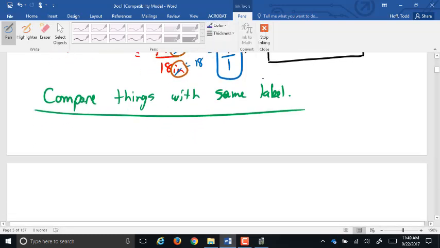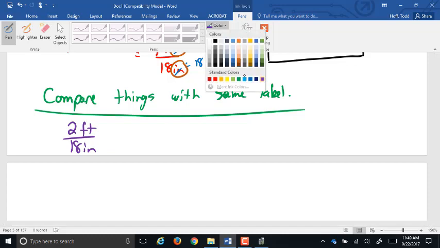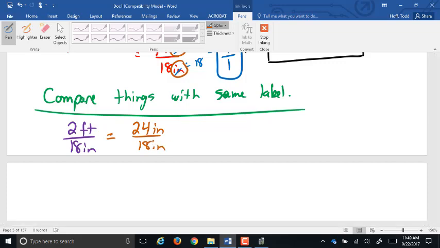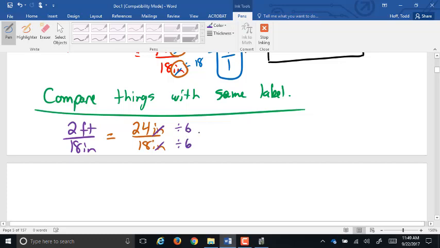So if I had a ratio or a comparison of 2 feet to 18 inches, is that a ratio? No, it's not, because they're different units. Now, fortunately, we can change those units. I can make 2 feet into 24 inches. Now they're the same units. Now it's a ratio, and I can reduce. Inches cancel out. Both of those can be divided by 6. Gives me a 4:3 ratio.